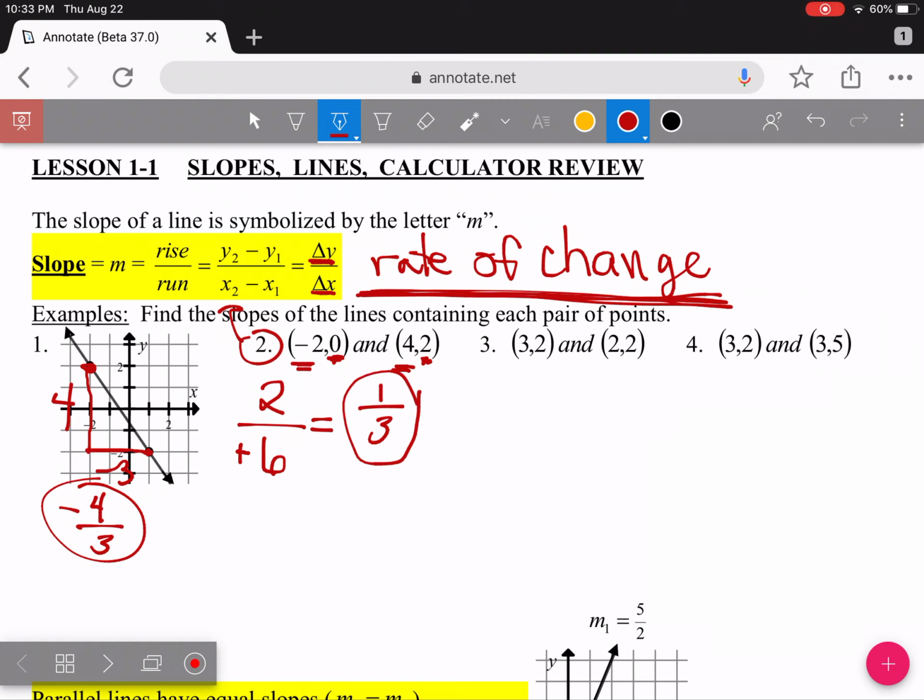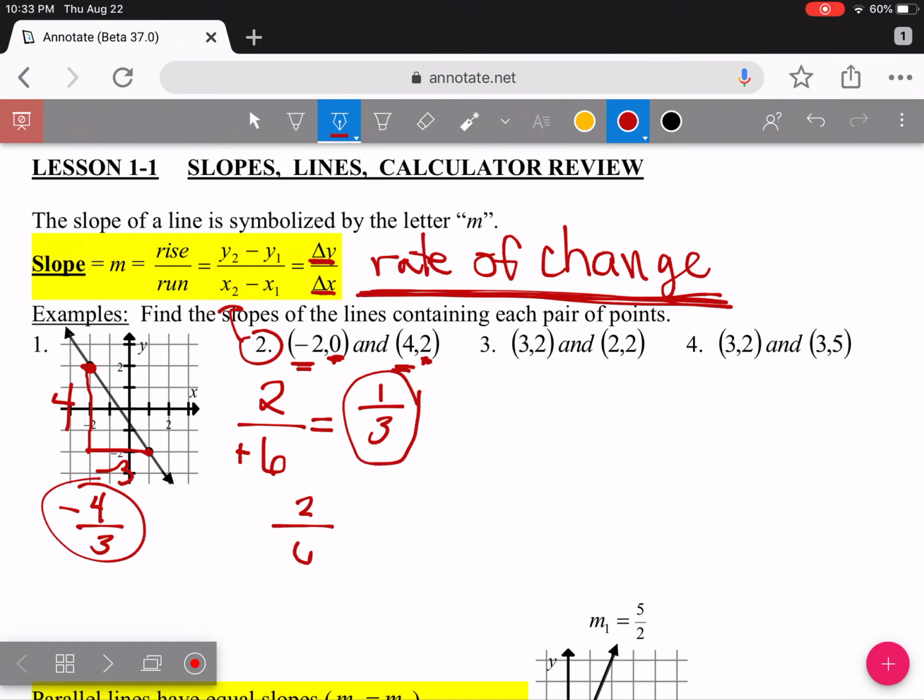Now, if you had put it into this formula, you would have gotten 2 minus 0, which is 2, and 4 minus negative 2, which is 6. So there you go. You would have gotten exactly the same thing, just in a maybe more arbitrary way that's a little less easy to just see.